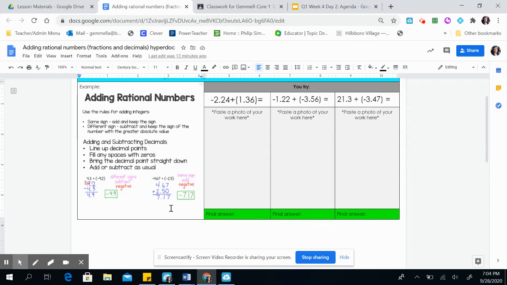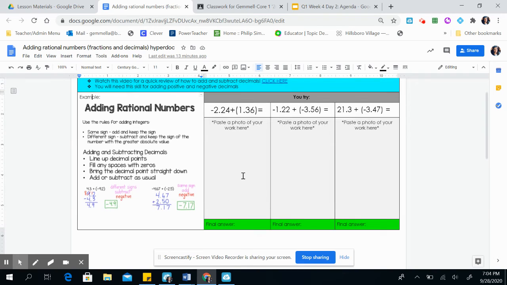Example 2, we have negative 4.67 plus negative 2.5. So these have the same sign. These are both negatives. When we have the same sign, we will add the numbers together and keep the sign the same, right? We have 4.67 negatives and then 2.5 more negatives. We're going to add those together. Negatives plus negatives is just going to be more negatives. When we follow our rules for adding decimals, we get 7.17. And since they were both negative, our sum is going to be negative. So we would get negative 7.17.